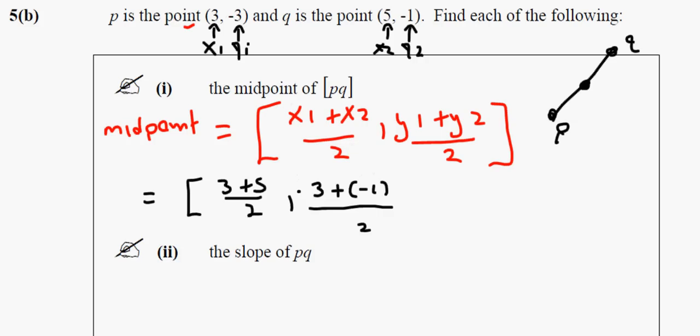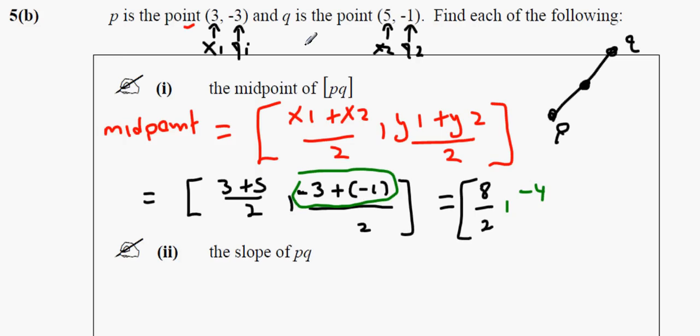Okay, so that's going to be minus 3. So midpoint is minus 3. So we're going to put this into our calculator, and what we get is 8 over 2. And when you put the green part into your calculator here, what we're going to get is minus 4 divided by 2.